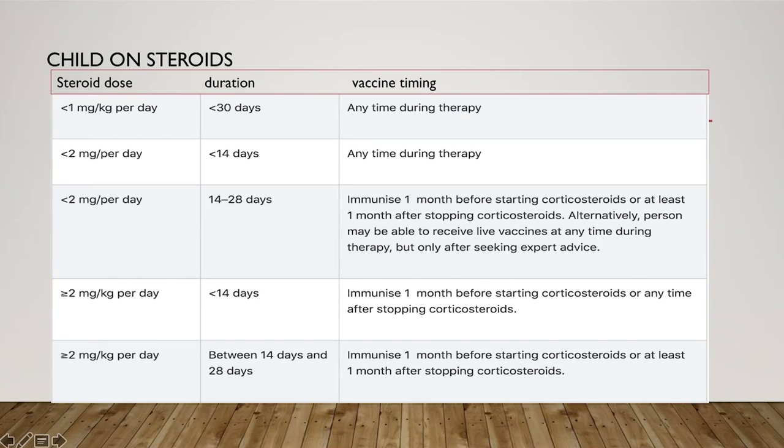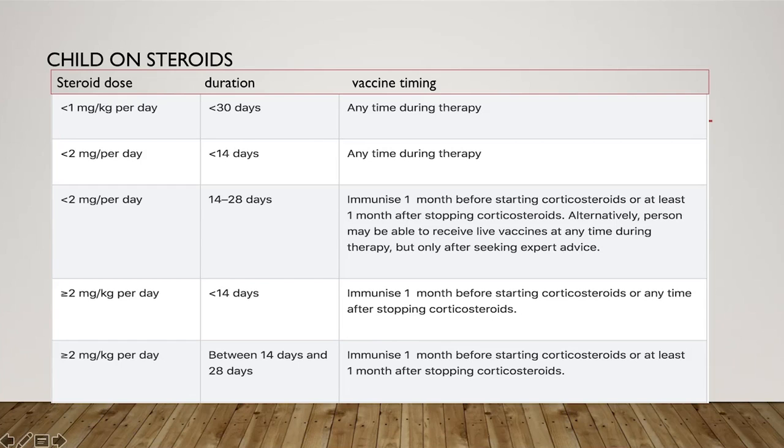If a child is on high dose steroid, more than 2 milligram per kg per day, but less than 14 days duration, then again better to immunize 1 month before or anytime after stopping the corticosteroids. But if the same dose is given for more than 14 days, then you have to again immunize 1 month before starting corticosteroids or 1 month after stopping corticosteroids.